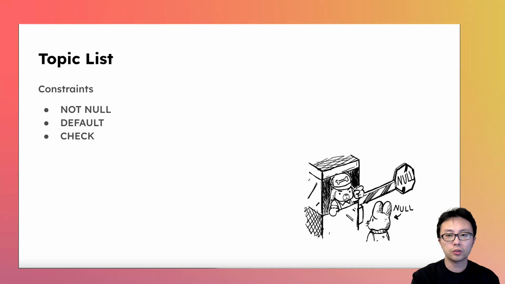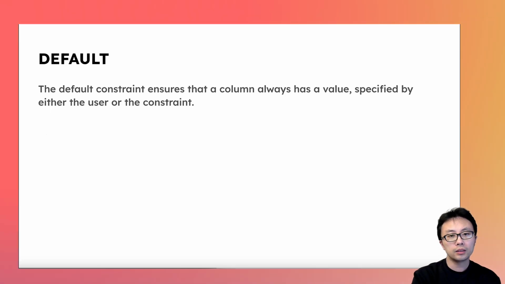Let's move to the default constraint now. The default constraint is used to ensure that a column always has a value. The value is either specified by the user or the constraint. Well, it's more often specified by the constraint rather than the user. Let's look at an example.